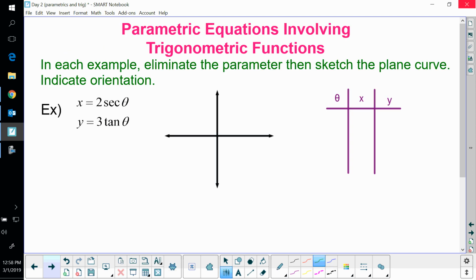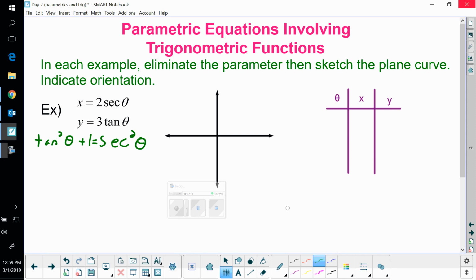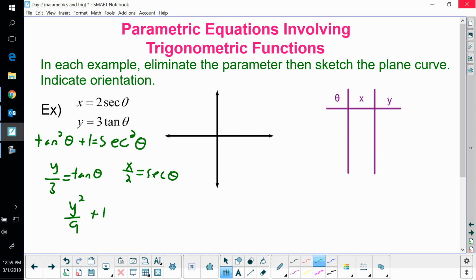So down on the bottom now we have secant and we have tangent. So our Pythagorean property with secant and tangent, we have tan squared theta plus 1 equals secant squared theta. So if we work to get the x and the y by itself, we will have that y over 3 is equal to tan theta, and we've got x over 2 equals secant theta. So filling those in, that would give us y squared over 9 plus 1 equals x squared over 4.